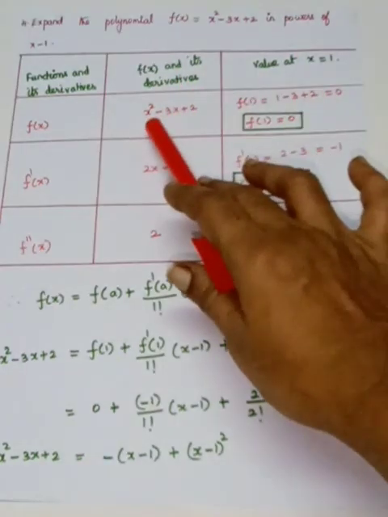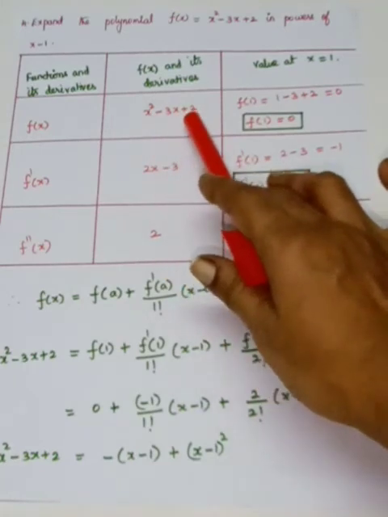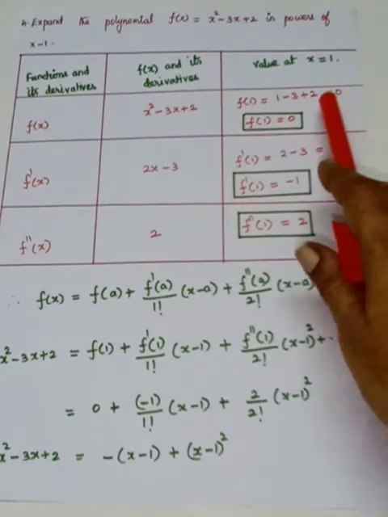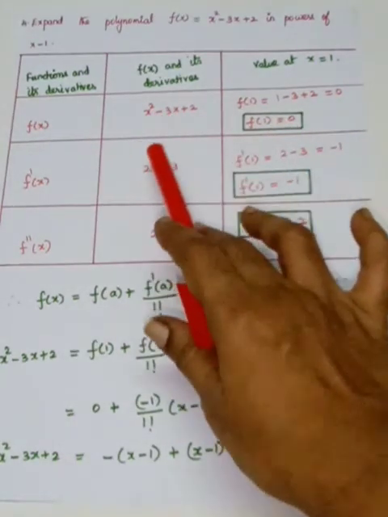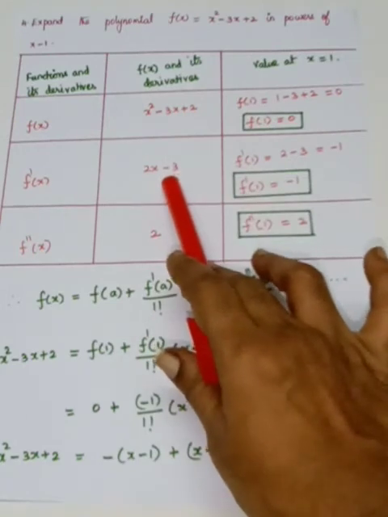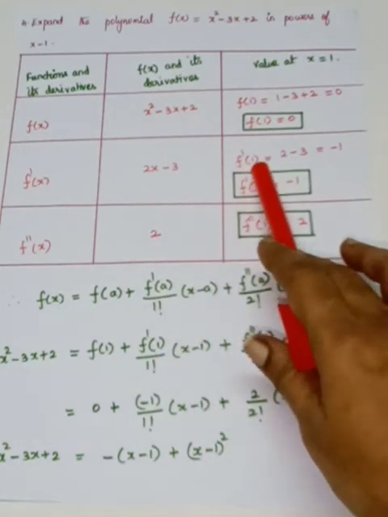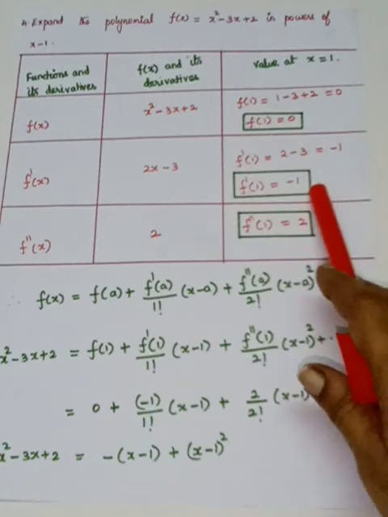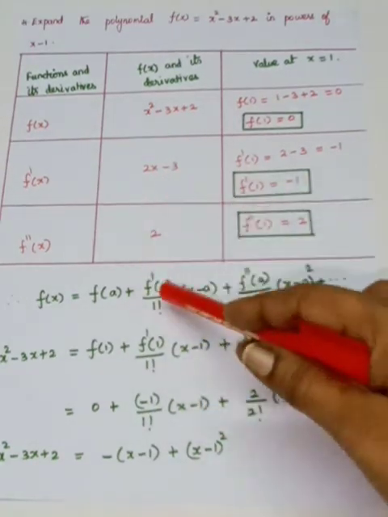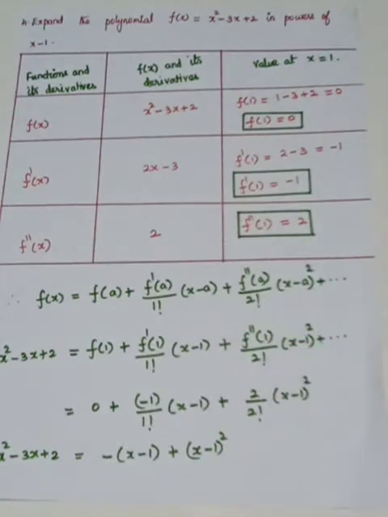So you take this polynomial x squared minus 3x plus 2. If you substitute x as 1, it is 0. Okay, and if you differentiate this, x squared differentiation is 2x, and minus 3x differentiation is minus 3. So you have to substitute x as 1, which means 2 minus 3, that is minus 1. If you differentiate this again, it is 2. So when you go for the next differentiation, it is 0. So the remaining derivatives will become 0.